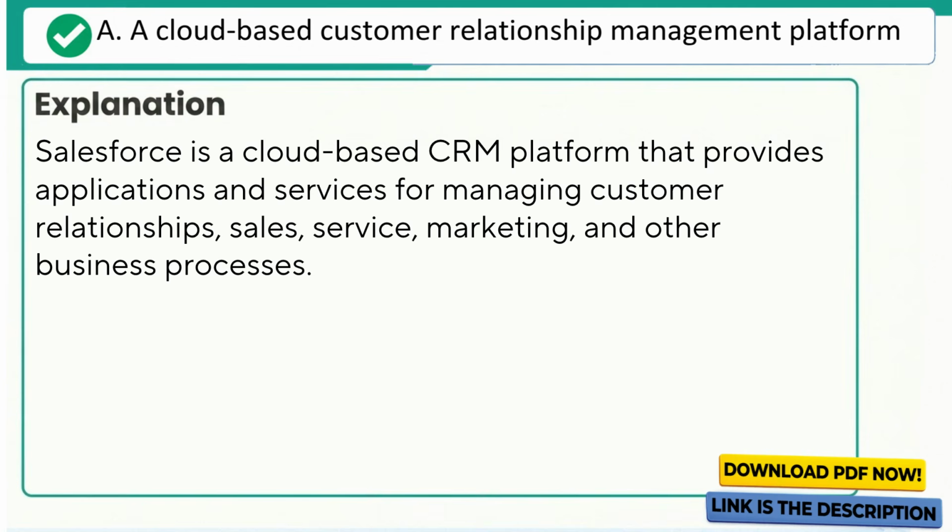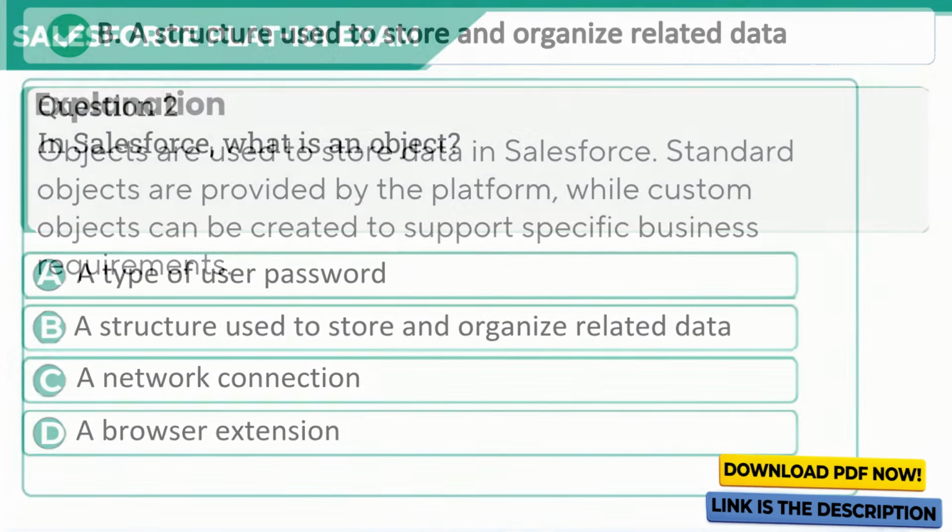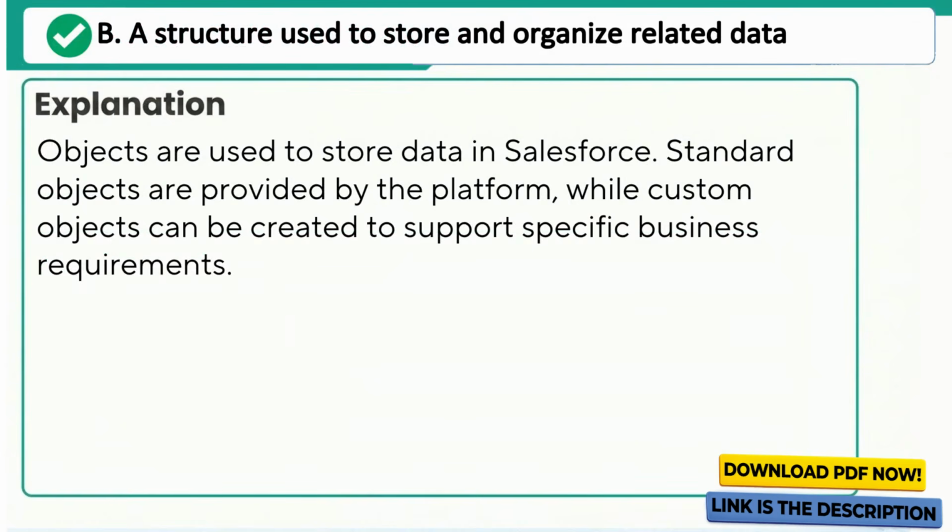other business processes. Question 2. In Salesforce, what is an object? A. A type of user password. B. A structure used to store and organize related data. C. A network connection. D. A browser extension. Correct answer. B. A structure used to store and organize related data. Explanation. Objects are used to store data in Salesforce. Standard objects are provided by the platform, while custom objects can be created to support specific business requirements.